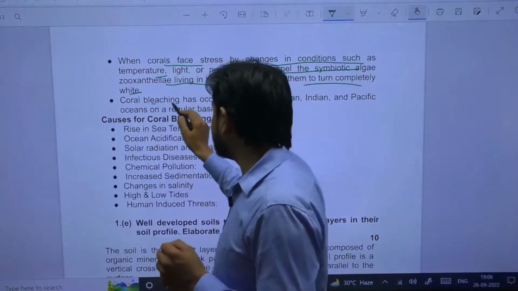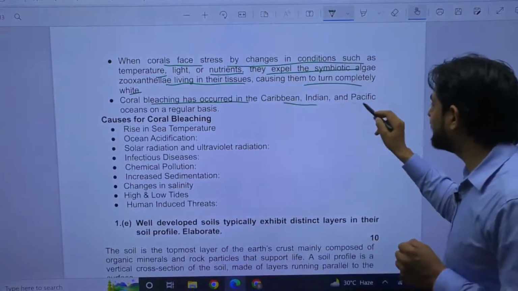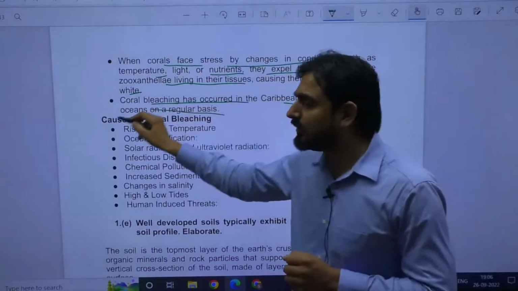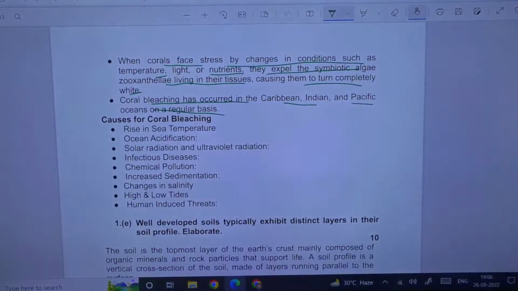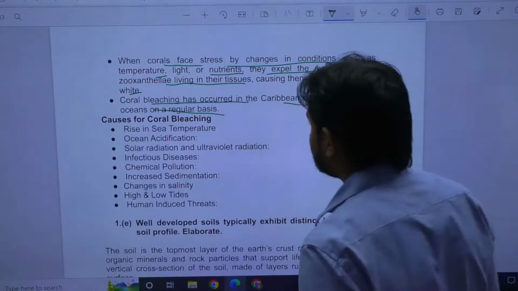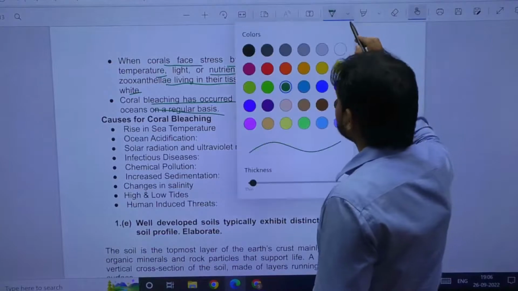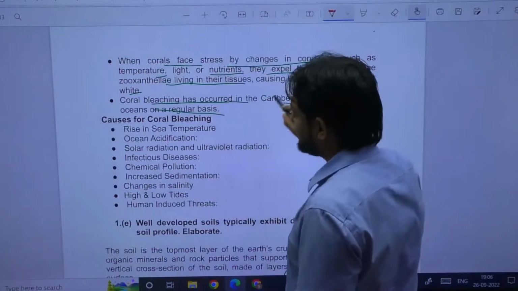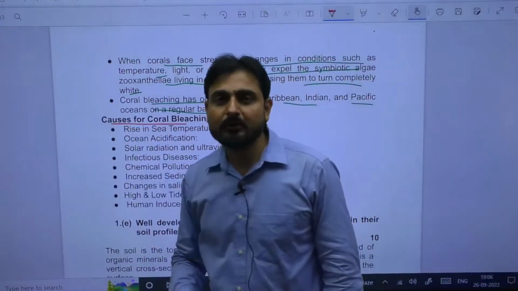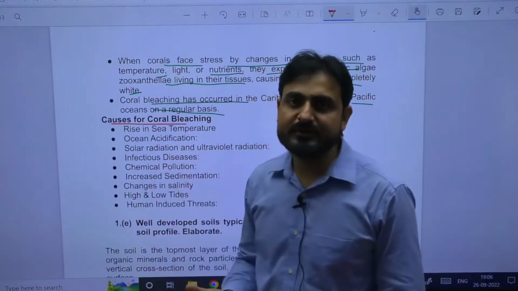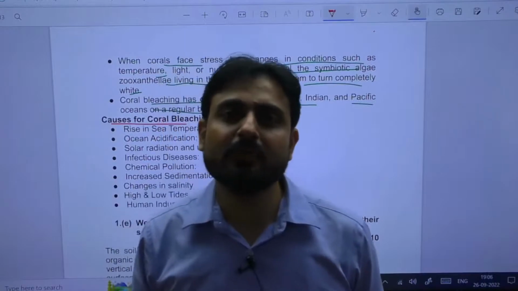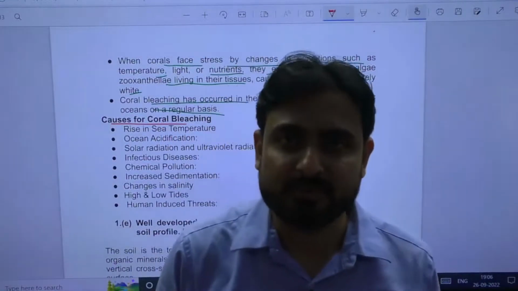So coral bleaching has occurred in the Caribbean, Indian, and Pacific Ocean on a very regular basis. So it is a very regular phenomenon. Now the cause of coral bleaching. Coral bleaching is generally caused by a rise in the temperature, because coral are very sensitive to the temperature.